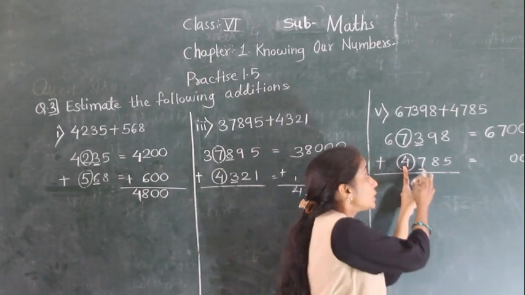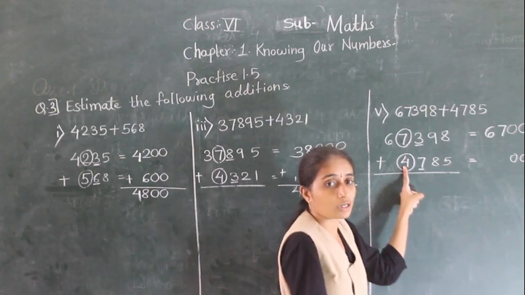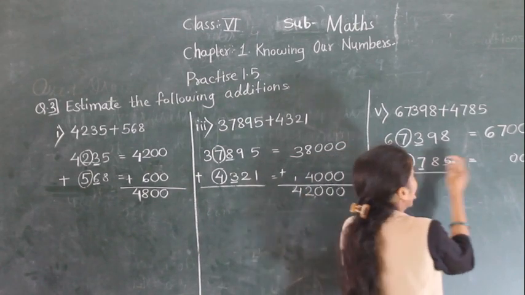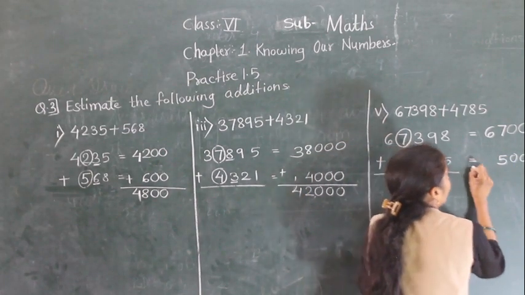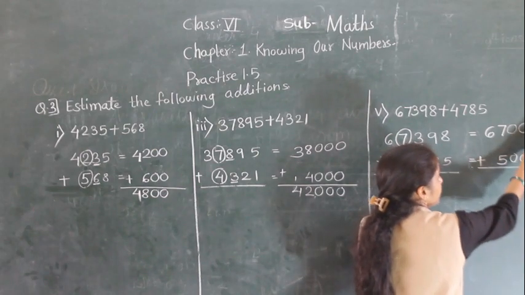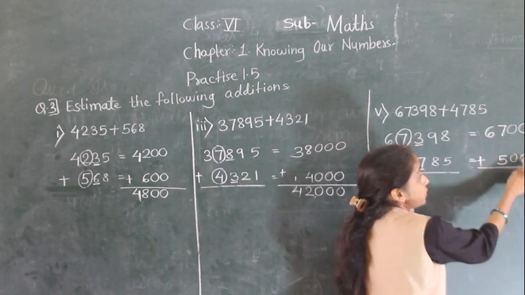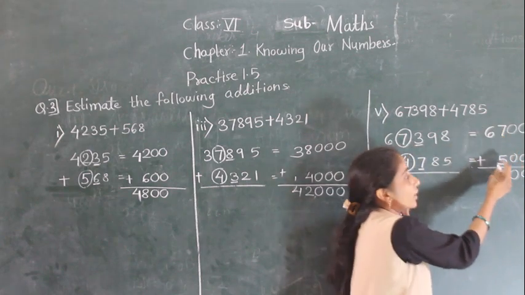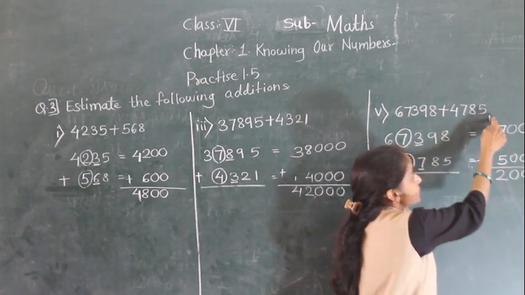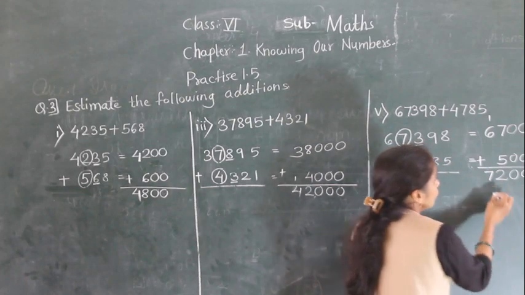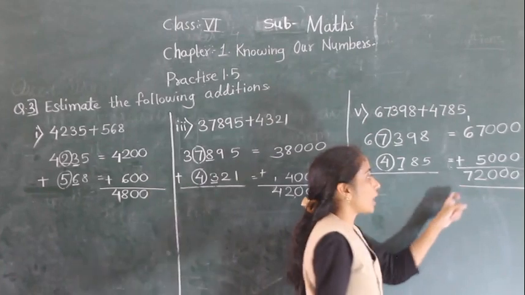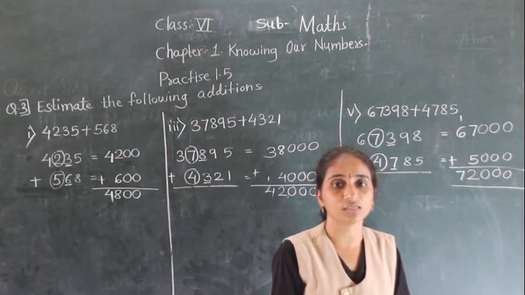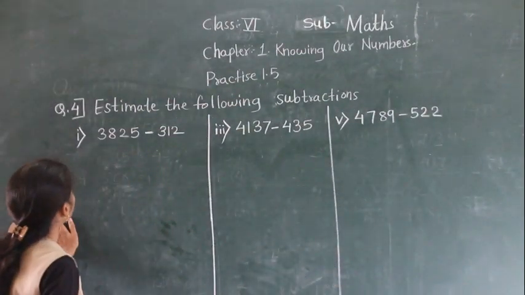What is the rule? If the digit is 5 or more than 5, then add 1 in this digit. Yes, now it is more than 5. So 4 plus 1. Here it will be 5. Add this. 0 plus 0, 0. 0 plus 0, 0. 0 plus 0, 0. 7 plus 5, 12. Okay, 6 plus 1, 7. So what is the answer? 72,000. Everyone understood this? Let's go towards question number 4.